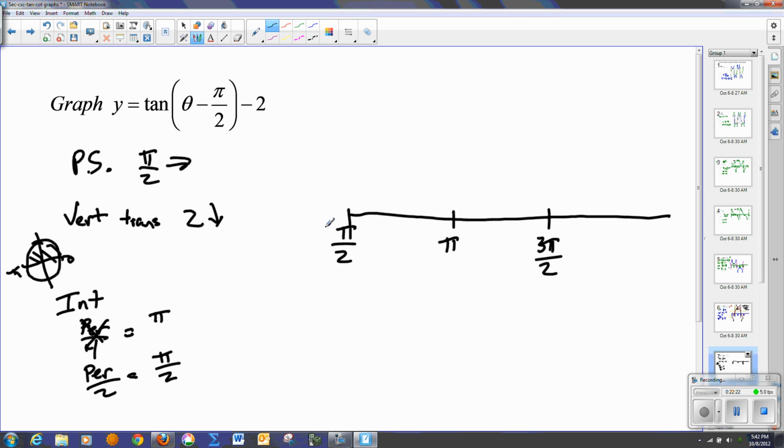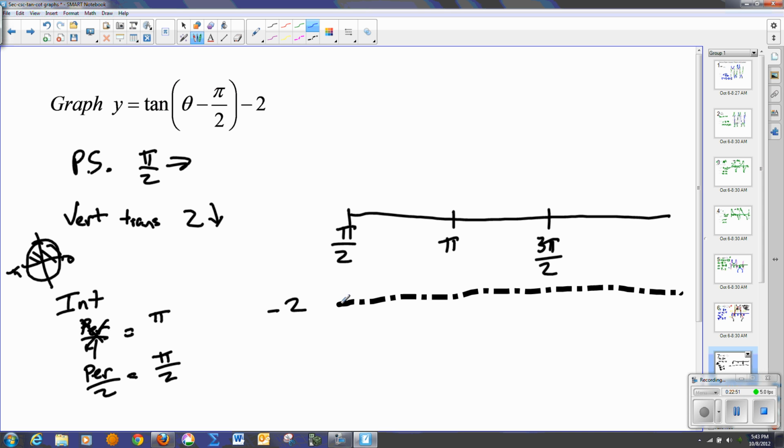Now, normally, at my first interval value, I have a tangent value of 0. In this case, we have a translation of the midline down to 2. So, if I go down to -2, I'm going to create a midline from here. So here's my new midline.